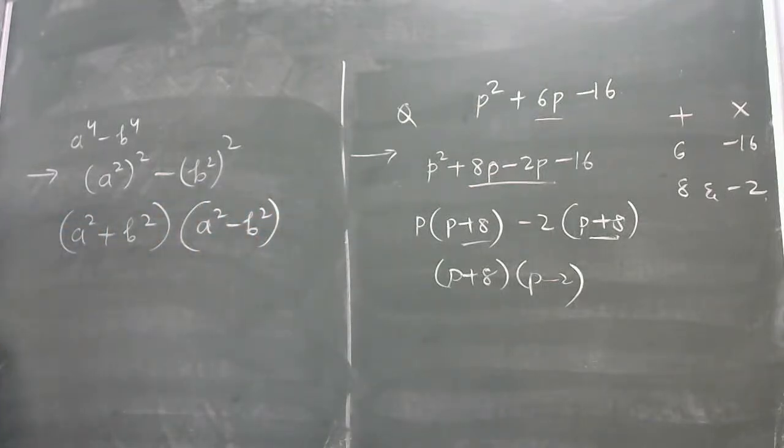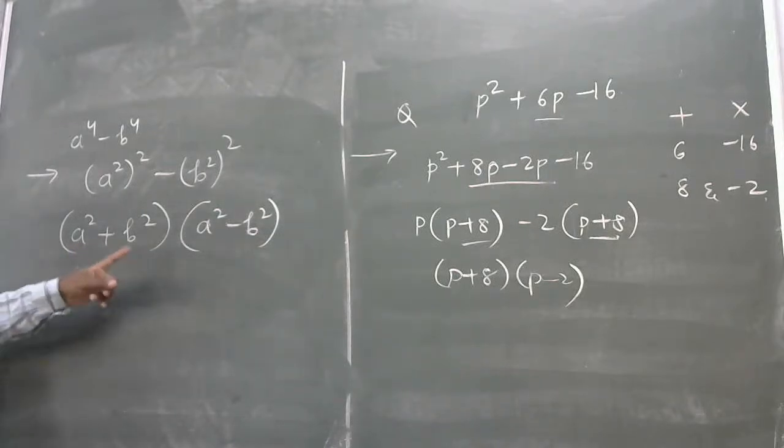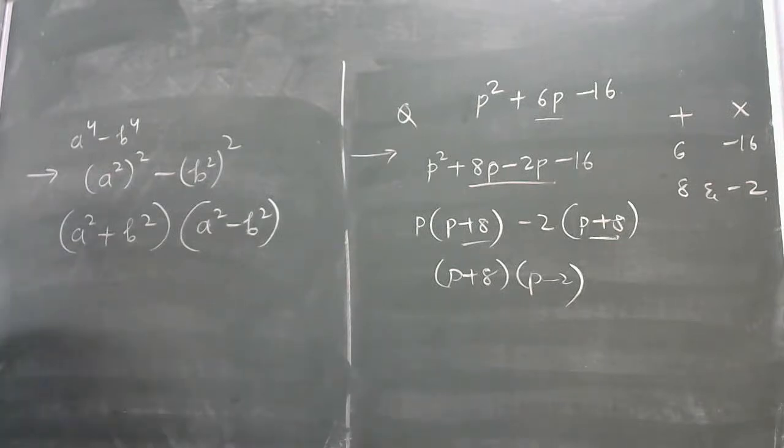But we should not stop here. Why? a square plus b square is already simplified. But look at this term.